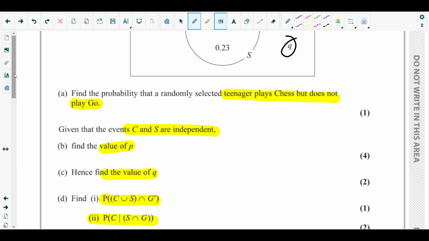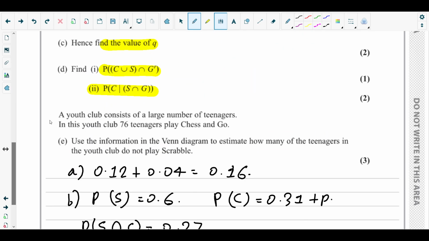So what they have asked in part E: a youth club consists of a large number of teenagers. In this youth club, 76 teenagers play chess and go. Now in part E they are asking to use the information in the Venn diagram to estimate how many of the teenagers in the youth club do not play Scrabble.